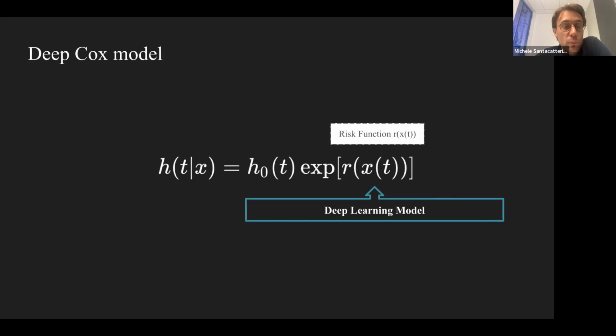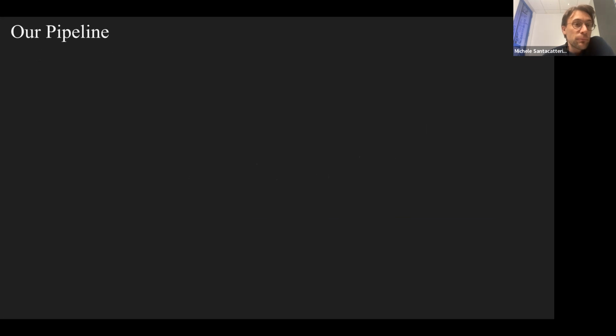So what did we do? Well, we simply extended the risk function. We plugged in a deep learning model that I will describe soon, and we use it, and apparently it works. So let me give a little bit more detail about what architecture we used.